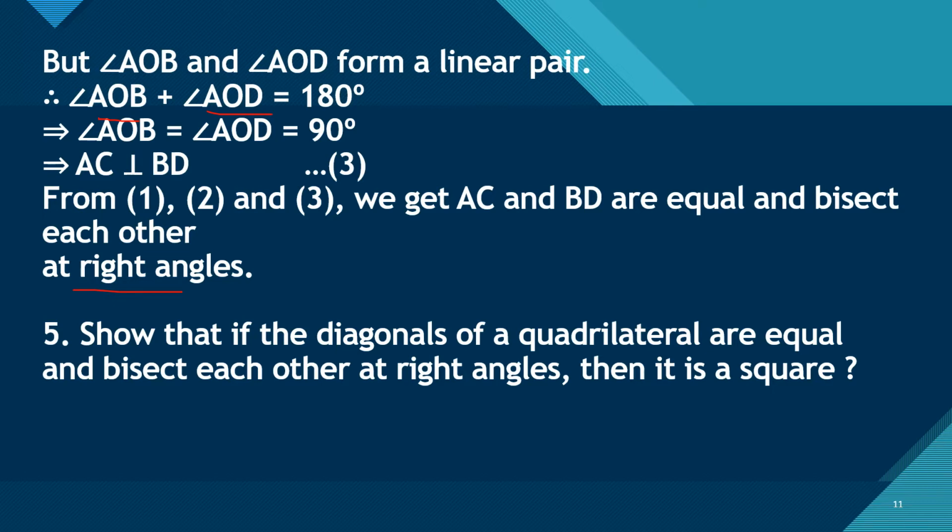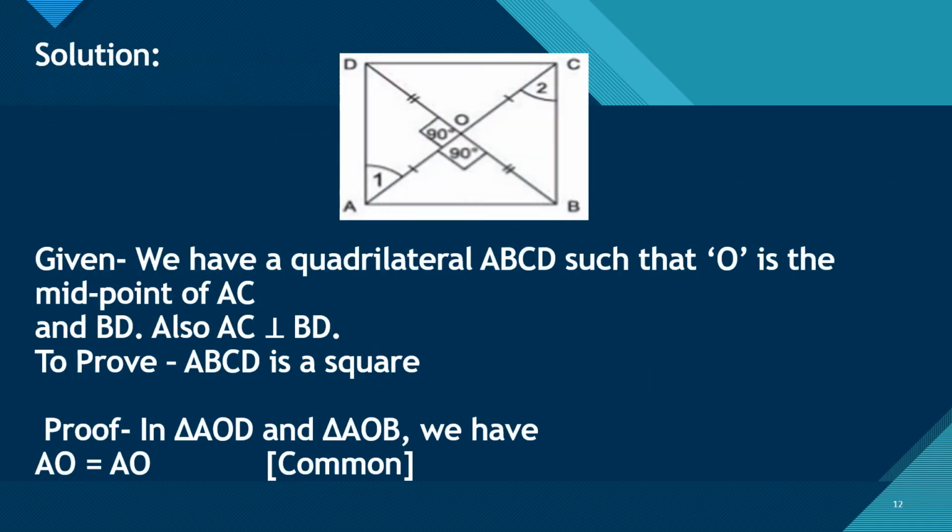So now we are going to the fifth question. Question number 5 is: show that if the diagonals of a quadrilateral are equal and bisect each other at right angles, then it is a square. So we'll move on to the solution now. Here is the figure for the question. The given part is we have a quadrilateral ABCD such that O is the midpoint of AC and BD. Also AC is perpendicular to BD. We have to prove that ABCD is a square.